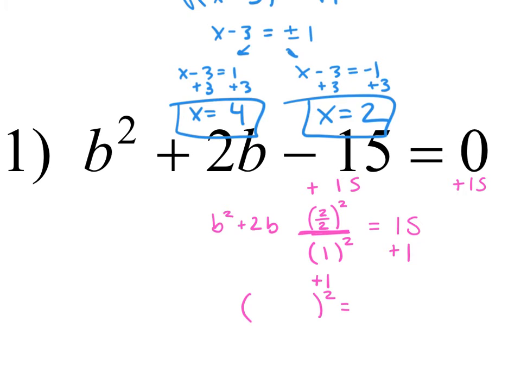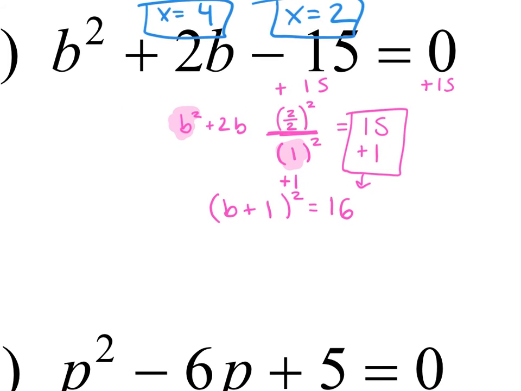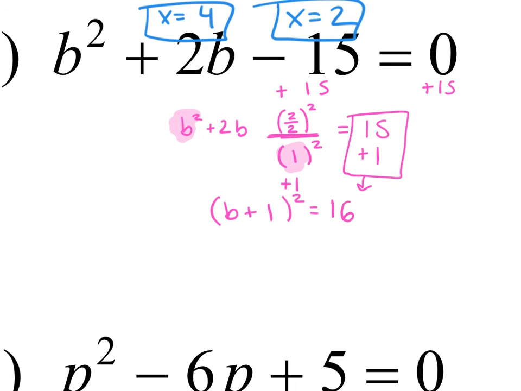What goes inside of our parentheses? Awesome. B plus 1. And then what is 15 plus 1? 16. Now how do we solve for b? Or what should we do next? Square root. So this cancels. B plus 1 is equal to, what's the square root of 16?